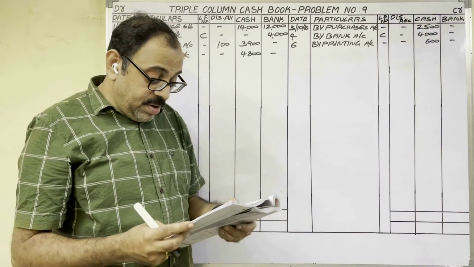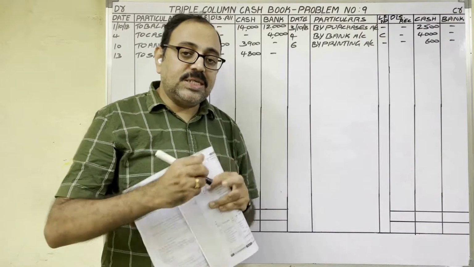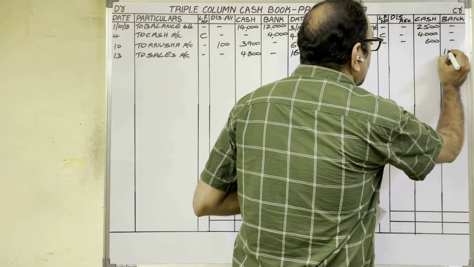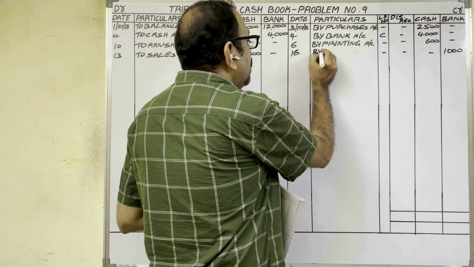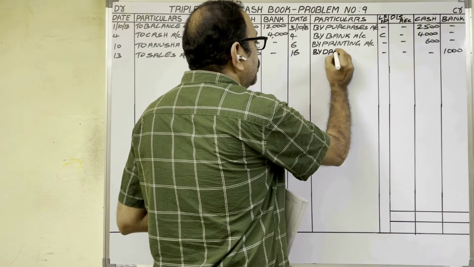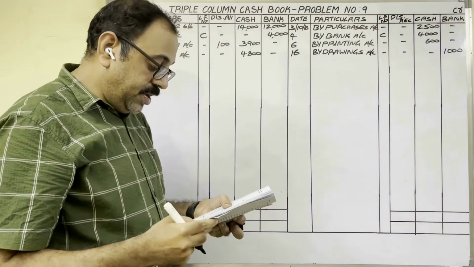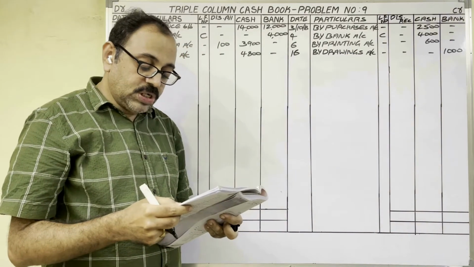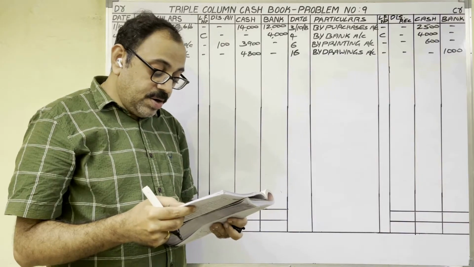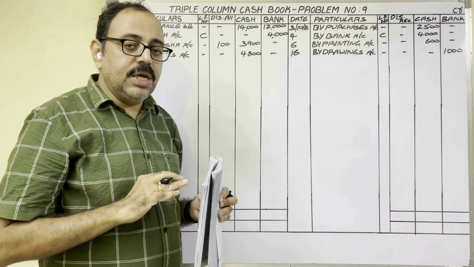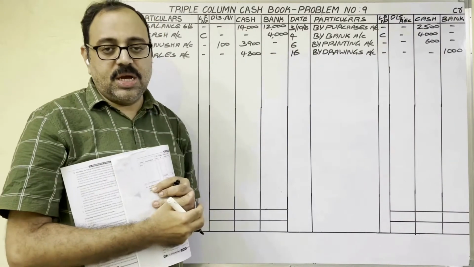Now personal use transaction 16th date, amount is 1000 rupees. For personal use owner is withdrawing, therefore we should write by drawings account. 19th date, check received from Jyothsna 5200, discount allowed 300 rupees. So firm is receiving check from Jyothsna.